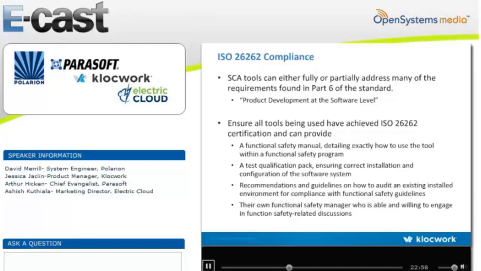They also should be able to provide you a test qualification pack to make sure that you have correct installation and configuration of the software system, as well as recommendations and guidelines on how to audit an existing installed environment for compliance within the safety guidelines. So you should be able to contact that company and say, hey, tell me all the things that have changed within this release, because we need to make sure that your tool is going to be safe for us going forward as well. So there's two sides of that. Also, if the tool is compliant, they should have their own functional safety manager there as well, who's able to engage you in functional safety-related discussions regarding their tool.